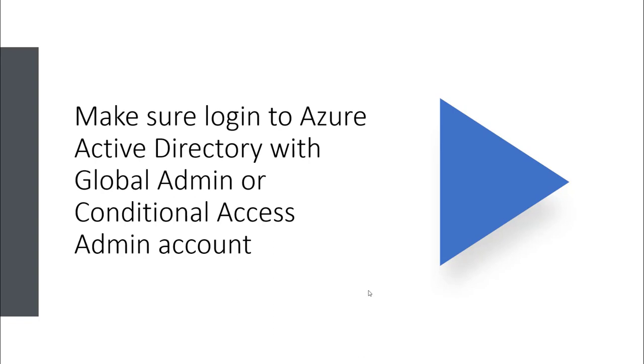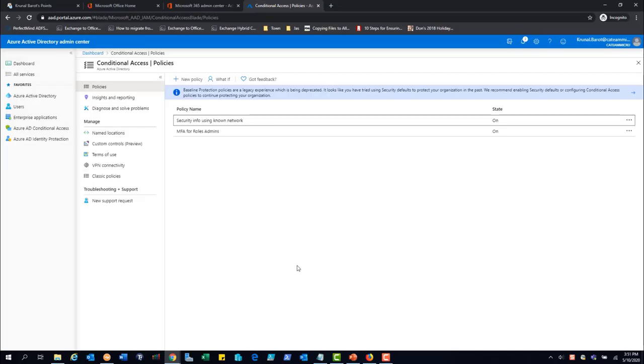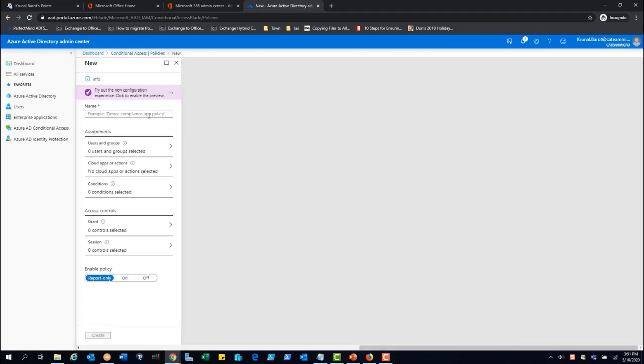First, make sure you log into your Azure Active Directory with a global admin account or the conditional access admin account. We are assuming most of your users have already registered their security info for MFA on Azure Active Directory. So we'll create a policy to force MFA for regular users. Let's name it MFA for users.